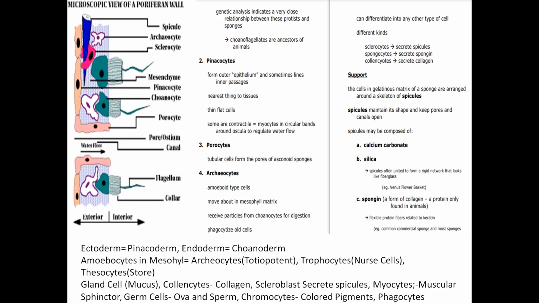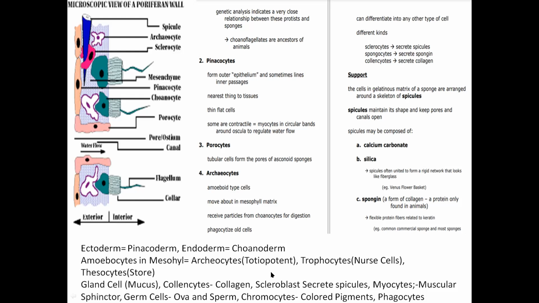So just to revise, ectoderm is called pinacoderm and endoderm is called choanoderm. Ectoderm is called pinacoderm because it is made up of cells called pinacocytes, and endoderm is called choanoderm because it is made up of cells called choanocytes. There are certain amoebocytes in the mesohyl and other parts.